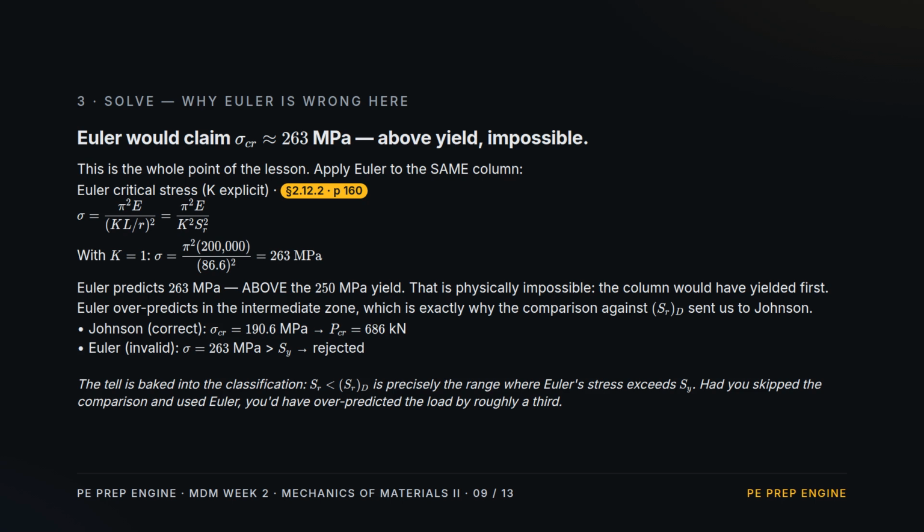Part 3. Why Euler is wrong here, the heart of the lesson. Apply Euler to the very same column, and it claims a buckling stress above yield. That's impossible. The column would have yielded first. Euler overpredicts across the whole intermediate zone, and that is exactly what the comparison against the transition slenderness protected us from. Johnson gives the real answer. Euler used blindly would have overshot the load by about one third.